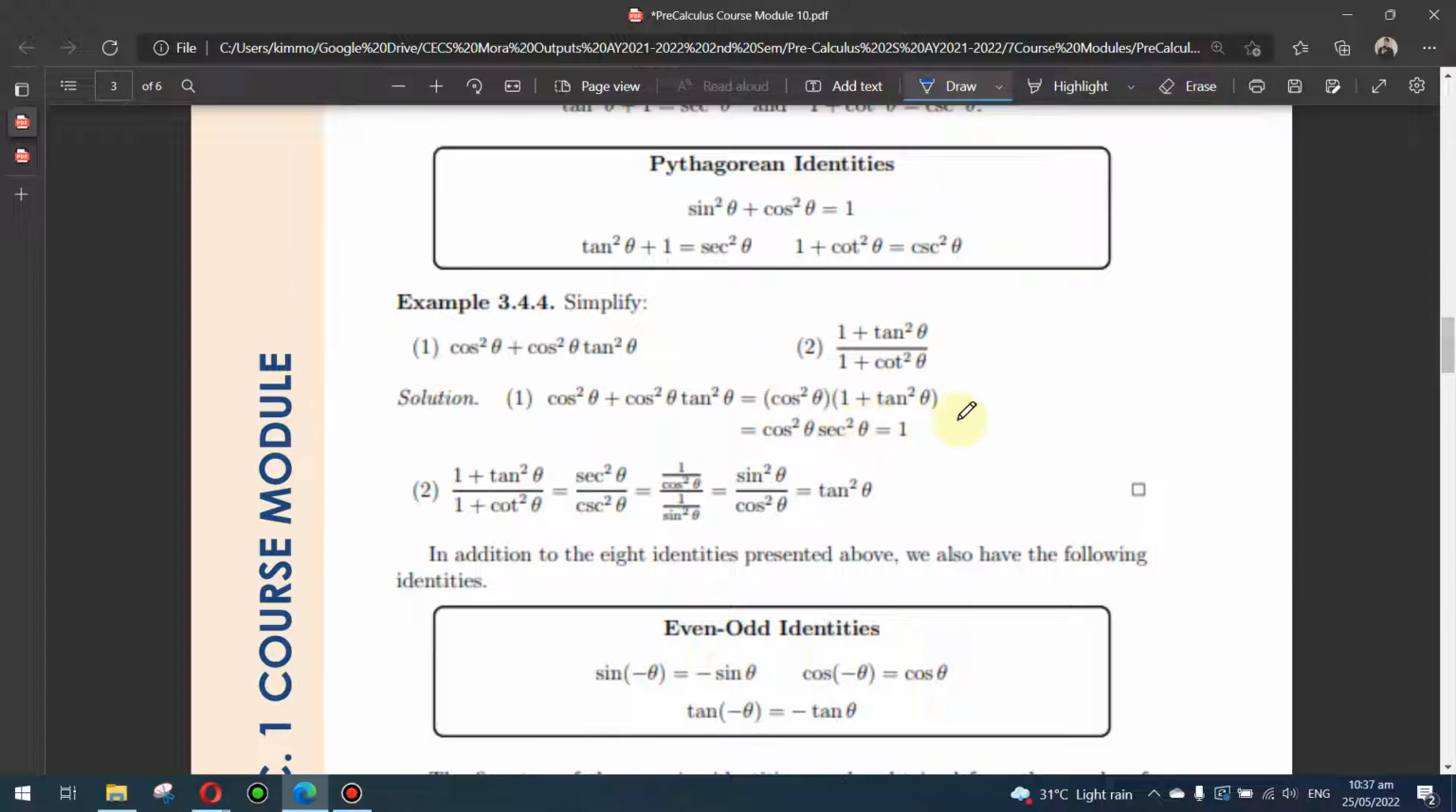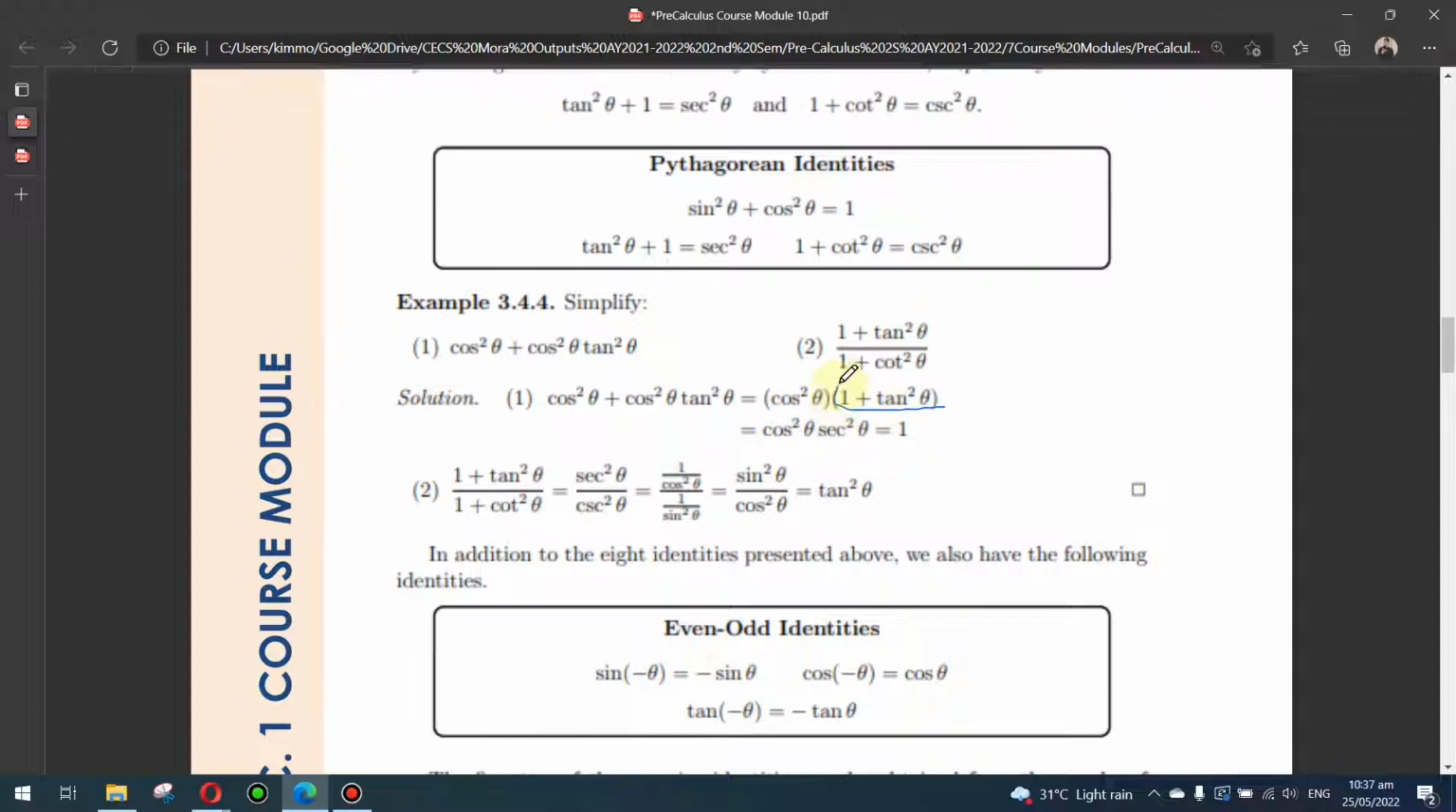After that, we have 1 plus tangent squared theta. This is from our Pythagorean identities: tangent squared plus 1. So they are the same, 1 plus tangent squared. Like the commutative property, 1 plus 2 is the same as 2 plus 1. So 1 plus tangent squared is equal to tangent squared plus 1. So what is the equivalent? The equivalent is secant squared.